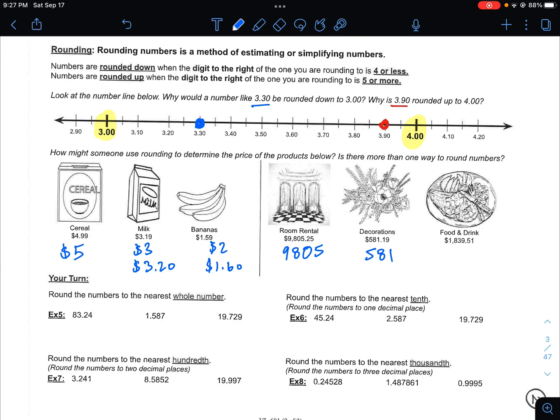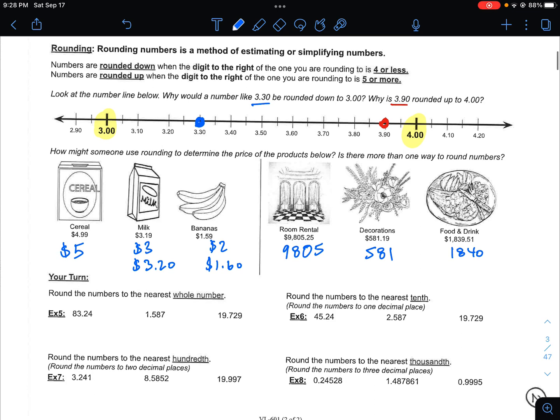And this one, 1,839 and 51, that would be 1,840. And like I said, when the numbers are so big, the dollar amount might not be as important. You could round it to the nearest hundred. So the nearest hundred, I could say this is about $9,800, and the decorations are about $600, and the food and drink is about $1,800.